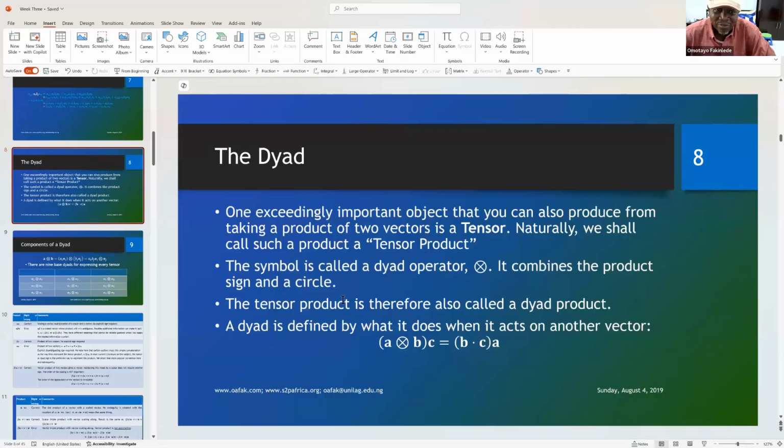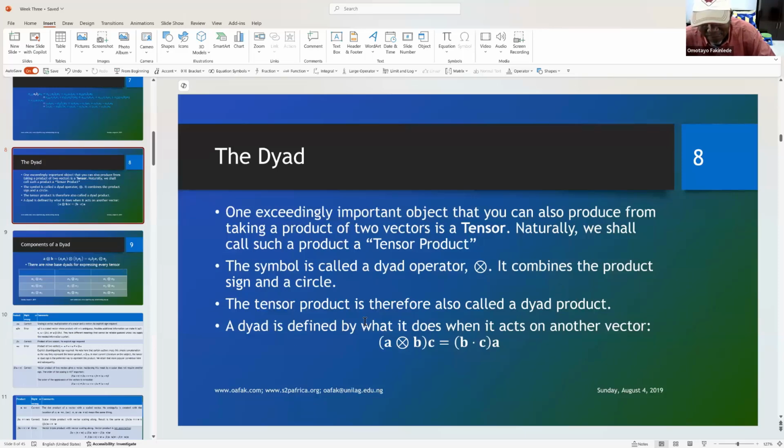So one exceedingly important object you can produce from taking the product of two vectors is a tensor. Naturally, we can call such a product a tensor product. But you can also use its symbolism to call it. The symbol we use is a circle with a cross inside it. It combines the product sign and a circle. So you can call it a dyad product or simply a dyad. So you can call it a tensor product, or a dyad product, or a dyad.